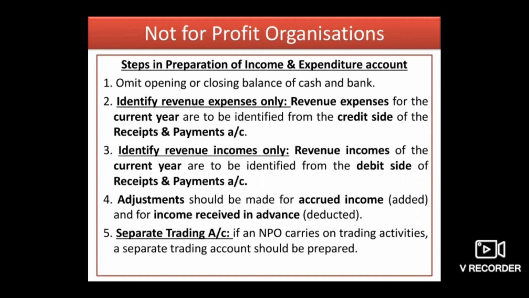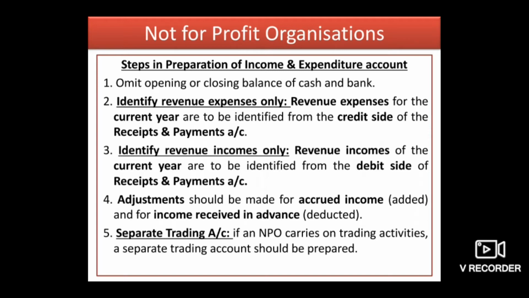And in the fourth step, we have to make necessary adjustments. Adjustments should be made for accrued income and for income received in advance. There will be outstanding salaries, outstanding wages like items, then income earned but not received, then income received in advance, and adjustments regarding bad debts, depreciation, etc. That kind of adjustments should be made in the income and expenditure account.